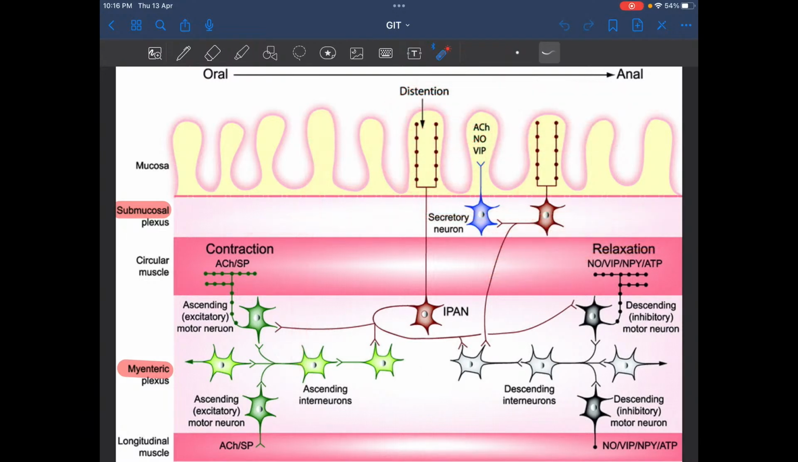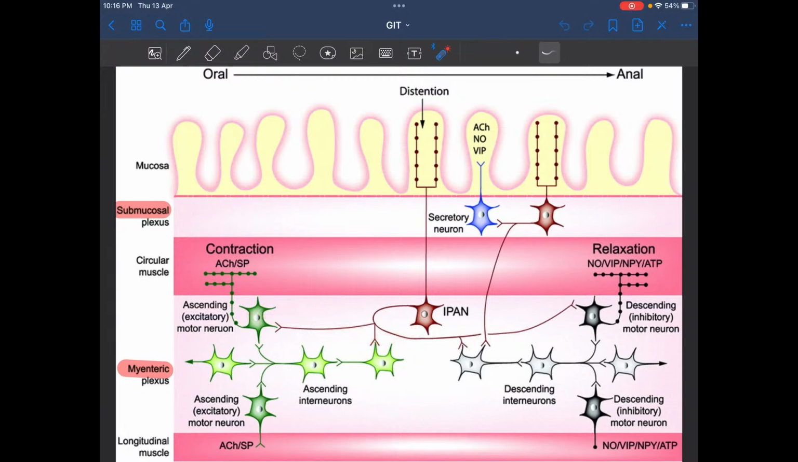Okay, so how is that mediated? It is via the enteric nervous system through the myenteric plexus. So what's going to happen is whenever you have distension, this is something known as IPAN. IPAN is the intrinsic primary afferent neuron. So what is this doing? It's basically an afferent neuron. It can detect stretch. Okay. So whenever there is distension, it can detect stretch. This intrinsic primary afferent neuron is going to stimulate the ascending.